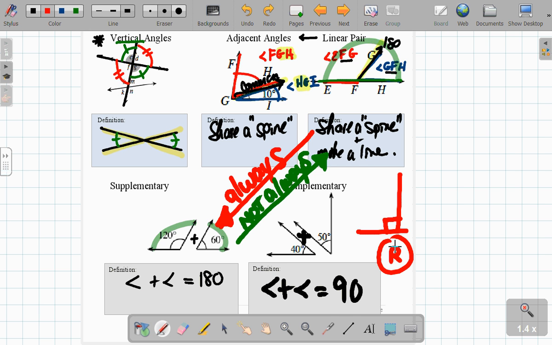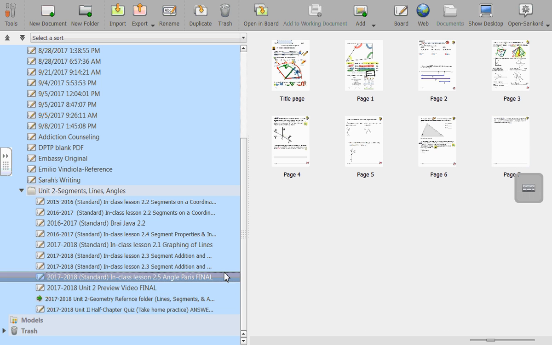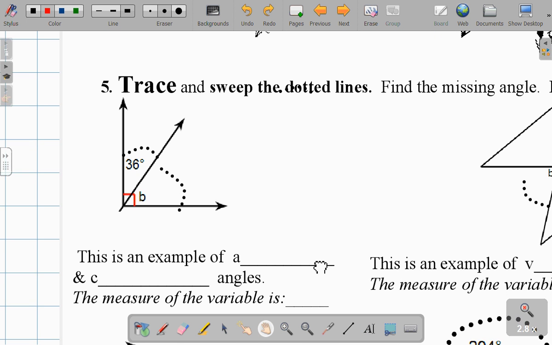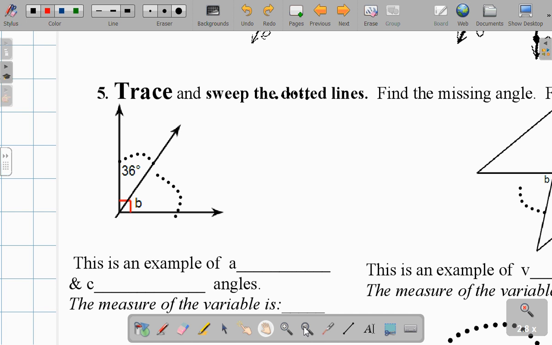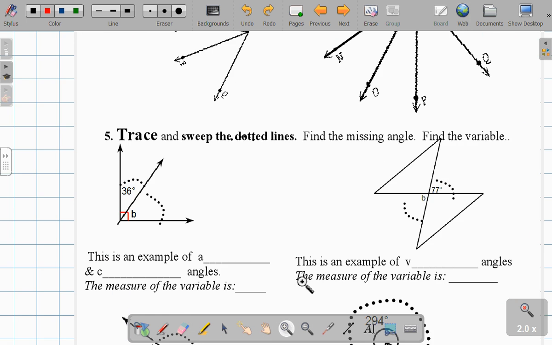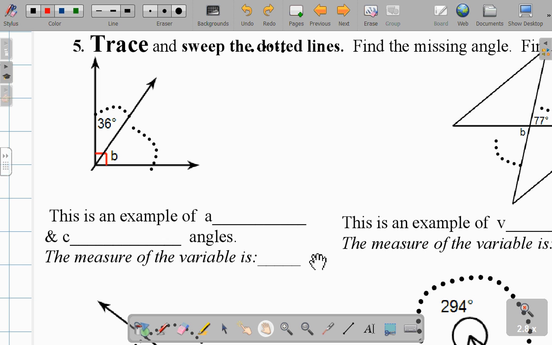Go to today's printout. I'm going to do 2 problems with you. Okay, guys, go to page 4. I'm going to do a couple problems from number 5. If you've already done these, you're just going to check your work. Ready? It says trace and sweep the dotted line.